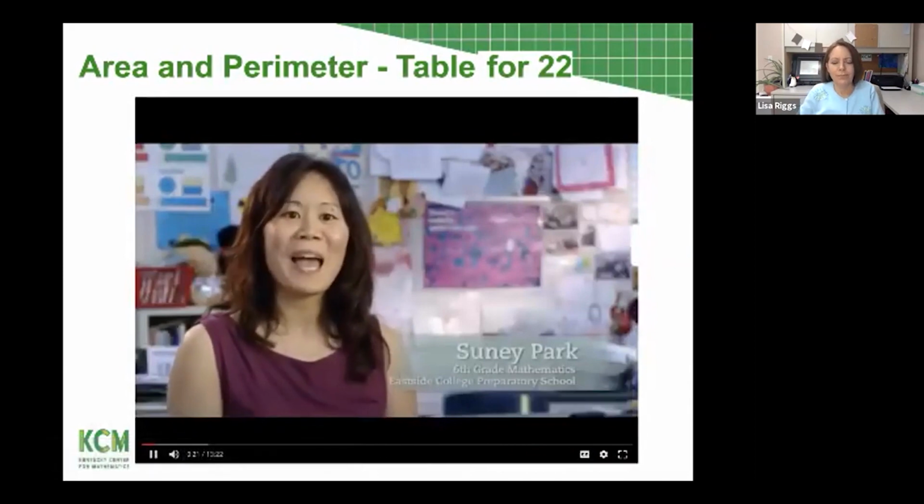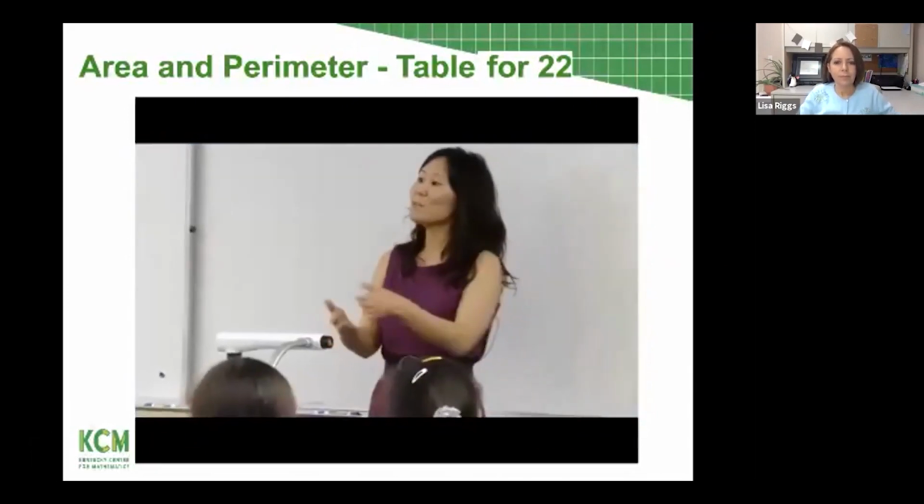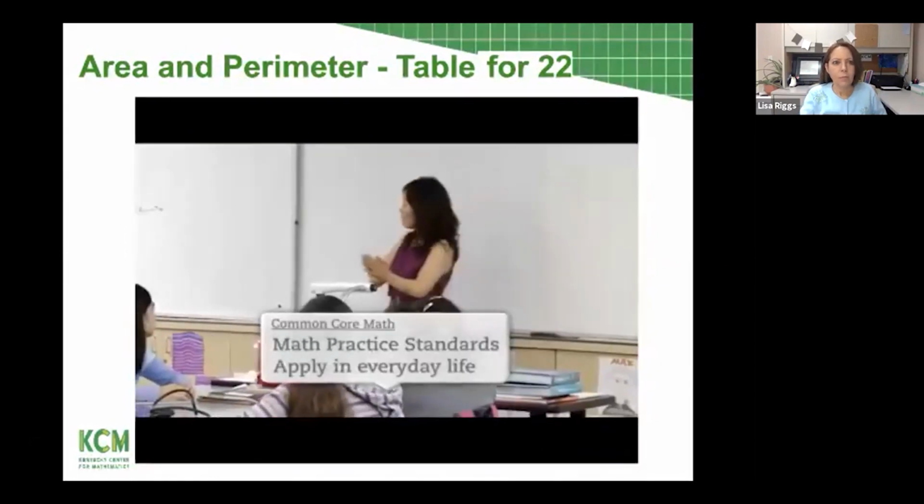Students enter the room and you start with a whole group lesson just so that you can get them all on the same page and they're all listening. And you start with a challenge. We're going to pretend that we all want to sit together for a Thanksgiving dinner. And I want the table to be rectangular.